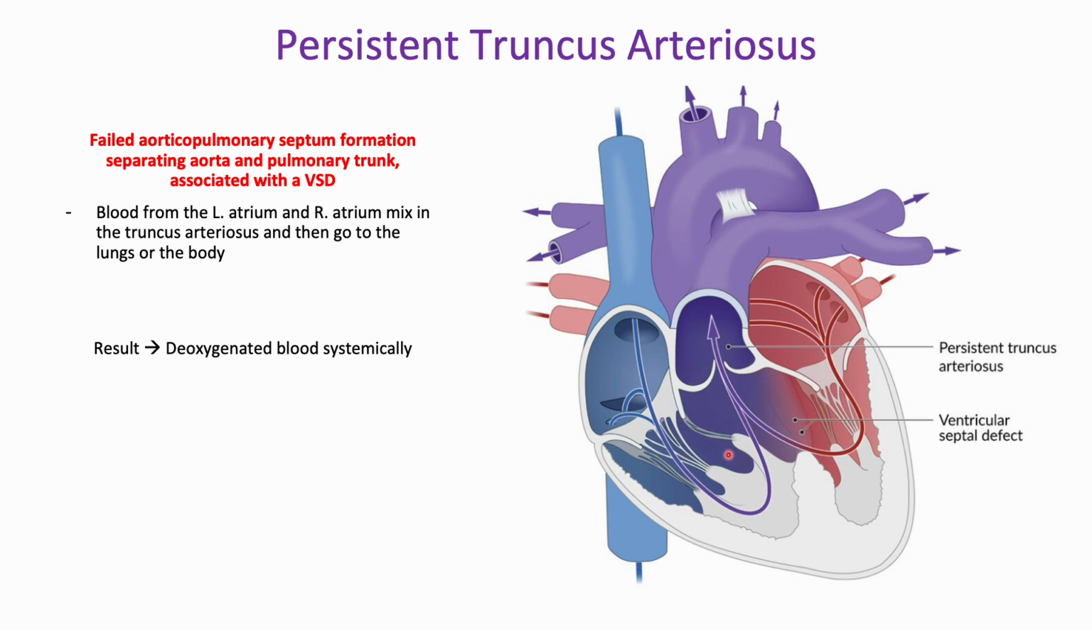So when this happens, we're getting mixture of blood coming over here from the left ventricle and right ventricle, going into one giant tube, mixing, so we have decreased oxygenation going to the systemic circulation. So that's your persistent truncus arteriosus.